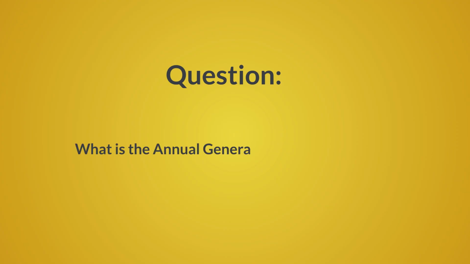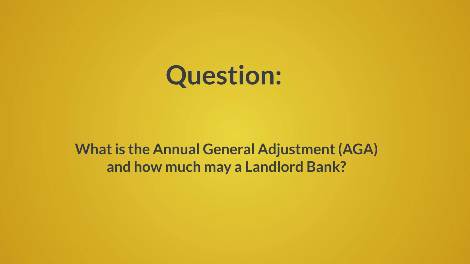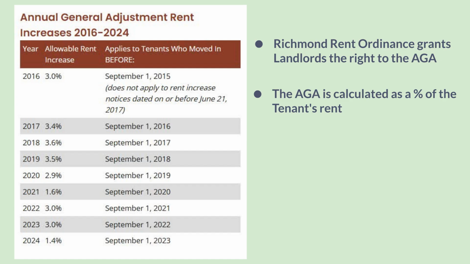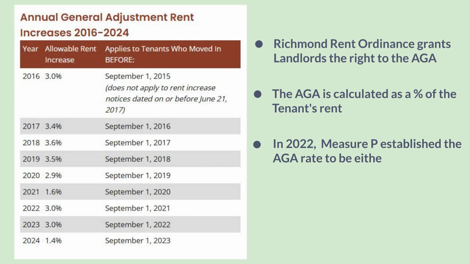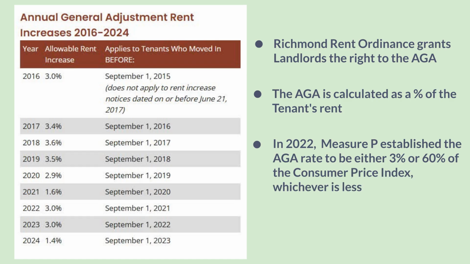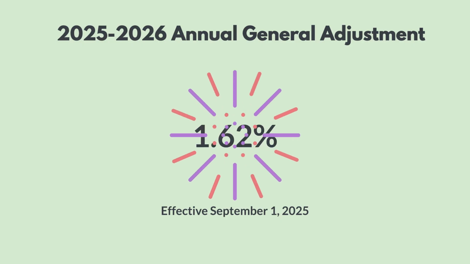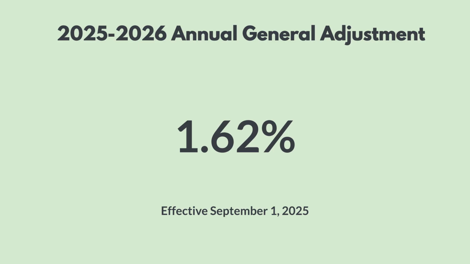Once compliance is confirmed and a landlord is ready to take the annual rent increase, the next thing needed to know is, what is the annual general adjustment and how may a landlord bank deferred AGAs? The annual general adjustment, known as the AGA, is the landlord's entitlement to an annual cost of living rent increase. The amount is a percentage of the tenant's rent. The percentage rate was established by Measure P and is either 3% or 60% of the Consumer Price Index, whichever is less. Any untaken or deferred rent increase is owed to the landlord and is termed the landlord's bank. This year, the annual general adjustment is 1.62% and becomes effective on September 1, 2025.